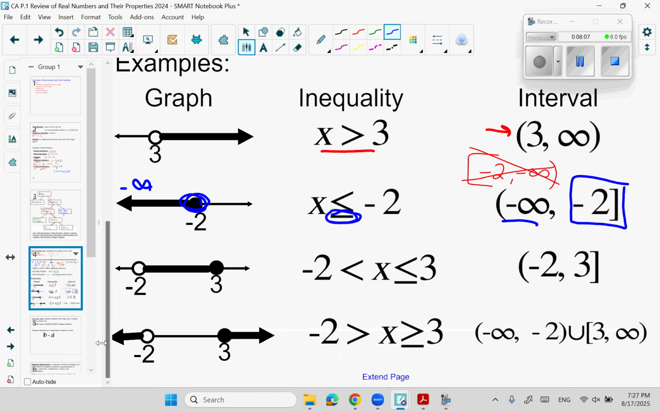Now, what if I have two numbers? Well, the lowest number is first, negative 2, and then the second number here is 3. So here we can see that x is greater than negative 2 because it's an open circle. We can see that x is less than or equal to 3, so closed circle. So then I would get negative 2 to 3 is where my line is, with 3 having a bracket and negative 2 having a parenthesis.